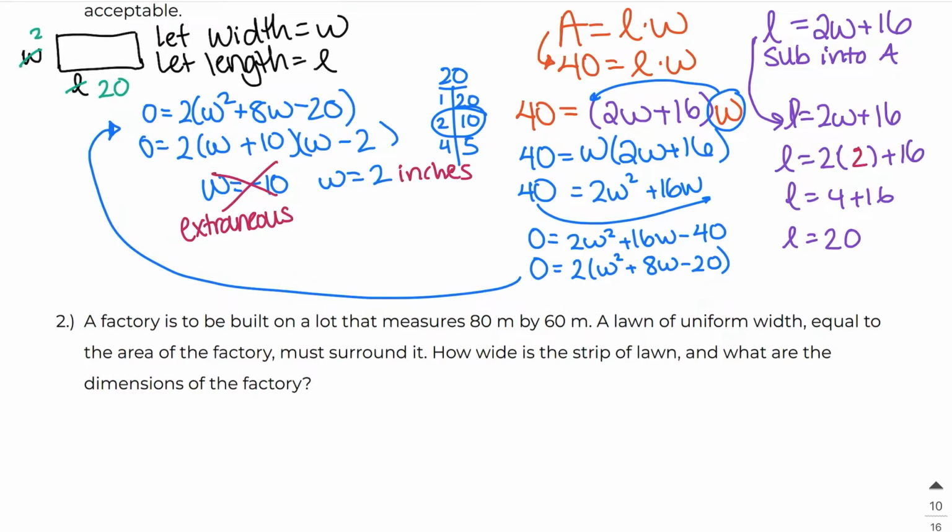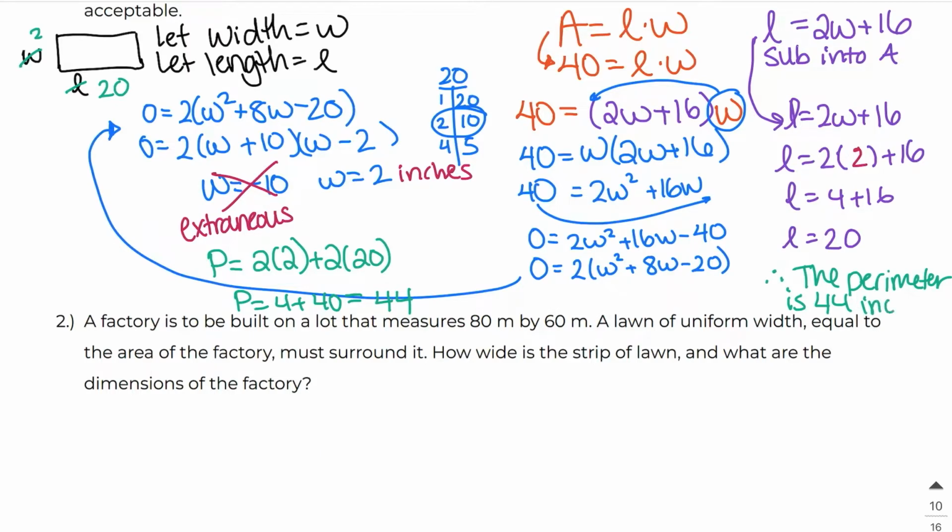And then to find the perimeter, all I have to do is add 2 twice and 20 twice. 2 sets of 2, 2 sets of 20. So here I end up getting 4 plus 40. So that means that my perimeter is 44. So we can say, therefore, the perimeter is 44 inches.